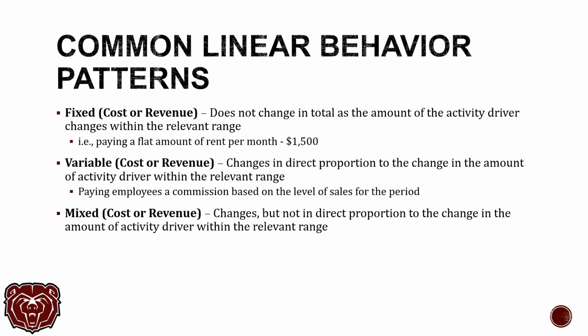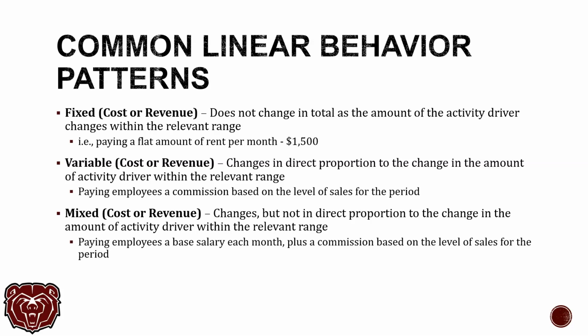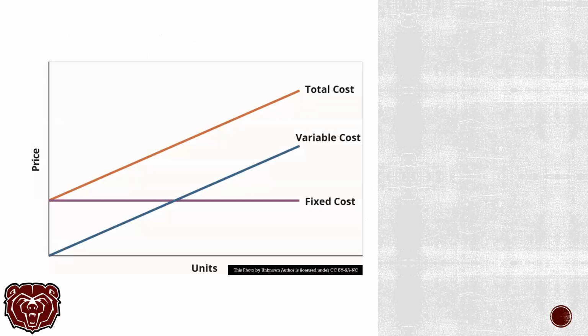Finally, we have mixed costs or mixed revenue. These change, but not in direct proportion to the change in the amount of activity. The best way to explain this is, let's say those same salespeople, we pay them a base salary each month. Let's say we pay them $1,000 every month. Plus, we're going to pay them a commission based on the level of sales for that month. So we'll pay them an additional 1% commission based on the level of sales for the month. So that would be a mixed cost.